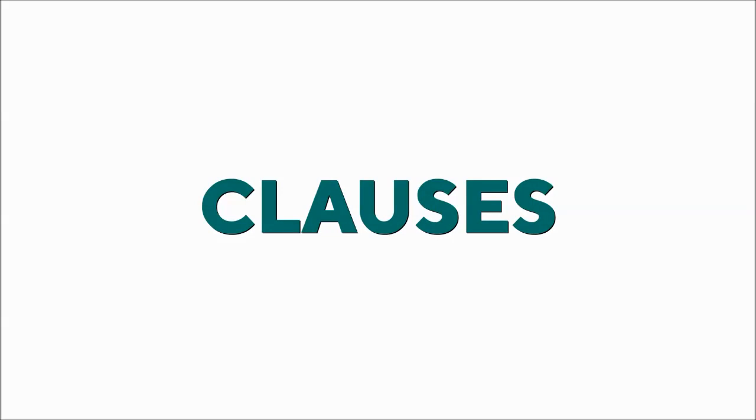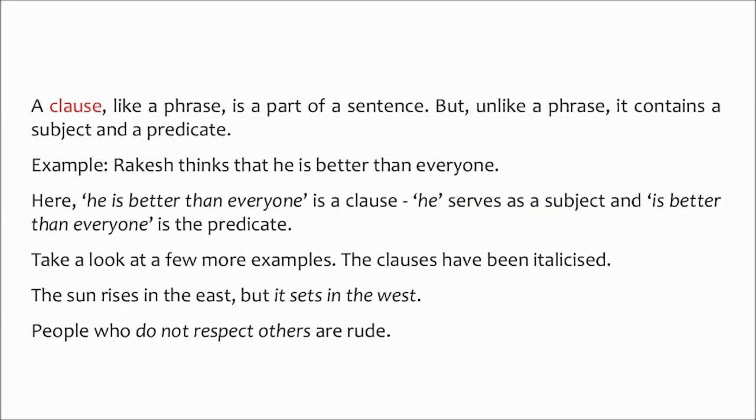We have an interesting grammar section that follows. This is about clauses. Let's see how a clause is different from a phrase. Both are parts of a sentence. A clause, unlike a phrase, contains a subject and a predicate. Example, Rakesh thinks that he is better than everyone. Here, he is better than everyone is a clause. He serves as a subject and is better than everyone is a predicate.